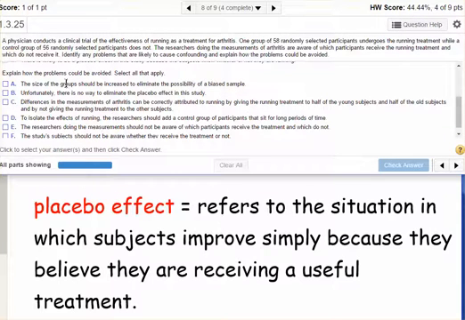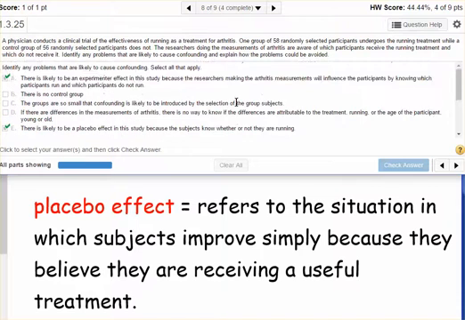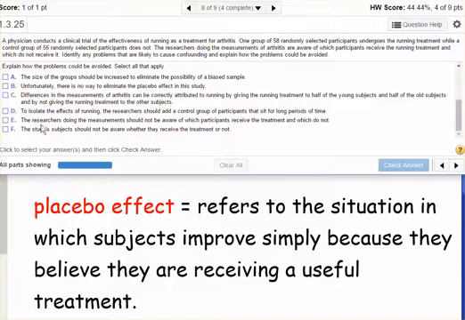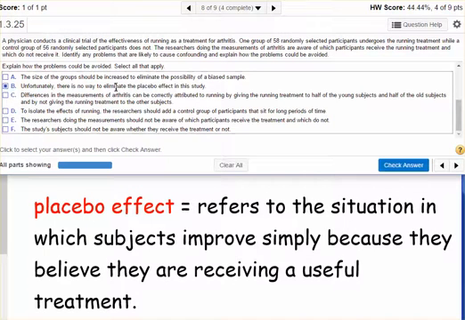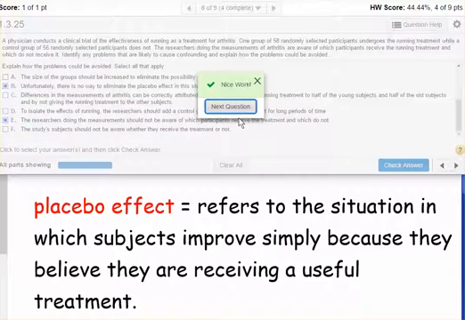Now, let's explain how the problems could be avoided and select all that apply. Now remember, the ones that we want to avoid is the fact that we have the researcher effect and we have the placebo effect. So we don't need to increase the size. That wasn't a problem. It says, unfortunately, there is no way to eliminate the placebo effect in this study. And that is correct. Non-runners are going to know that they're not running. But in E, the researchers doing the measurement should not be aware of which participants receive the treatment and which do not. So we can control that. So we can make sure that we don't have an experimenter effect. Unfortunately, we can't control for the placebo effect.